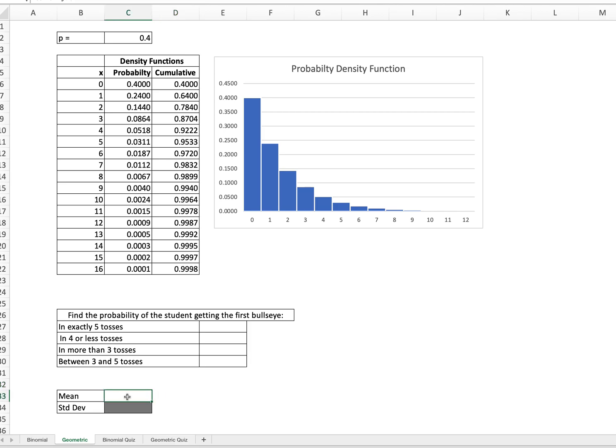So let's start with the mean first. This is very simple. The mean of the geometric distribution. Remember, this is the one where it's a Bernoulli trial at each one. Here's 0.4 as the probability of success, whatever the success was. I gave some details in the mock exam, but that doesn't matter right now.